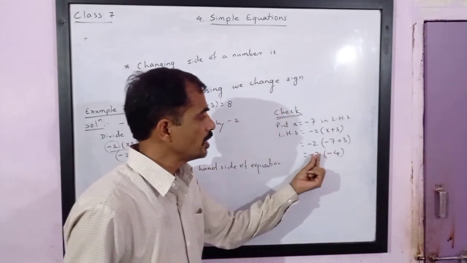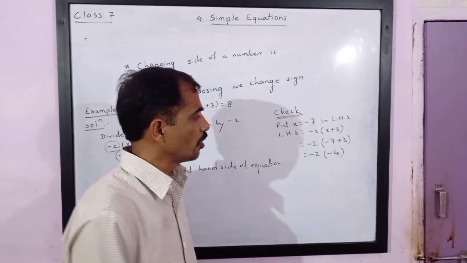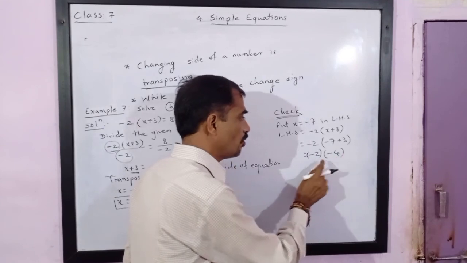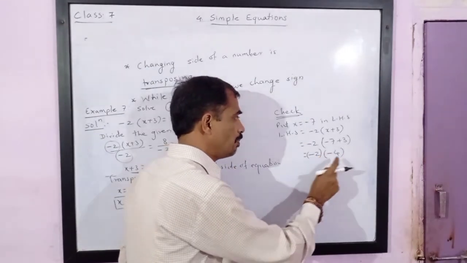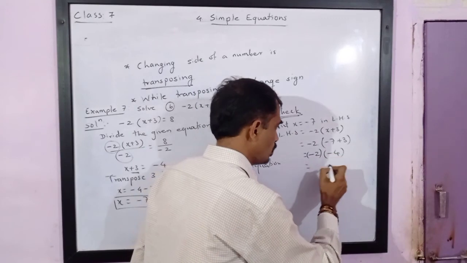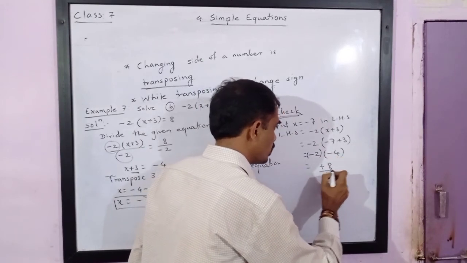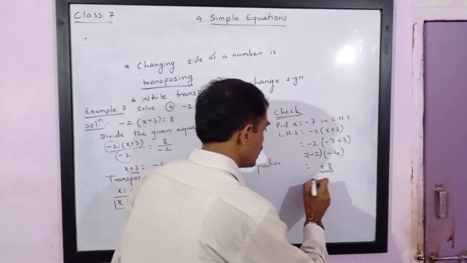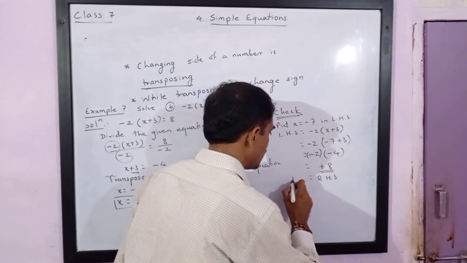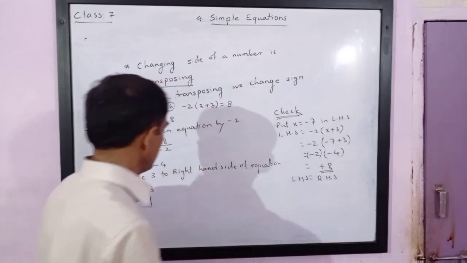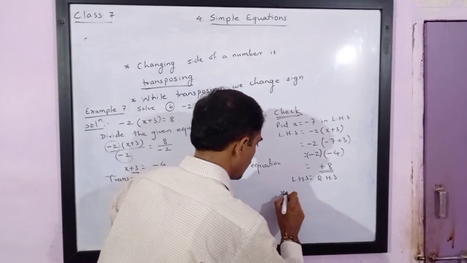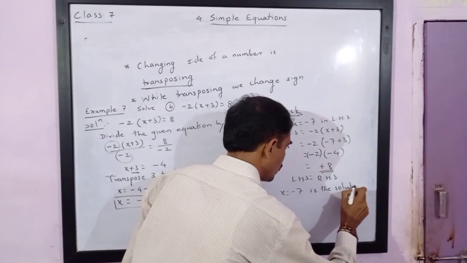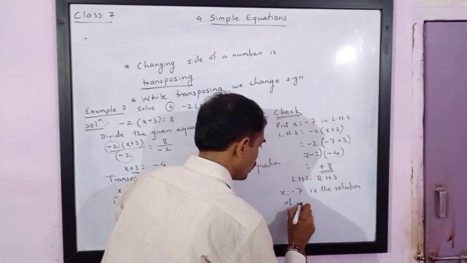Please understand, the bracket means multiplication. So here negative 2 multiplied by negative 4. Please note, it is not subtraction, it is multiplication. So this is equal to 4 twos are 8, and minus into minus is positive. So we have got plus 8, which is equal to the RHS. It means our solution is correct. LHS is equal to RHS. It means x is equal to negative 7 is the solution of the given equation.